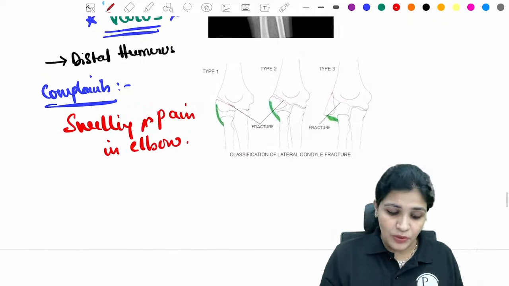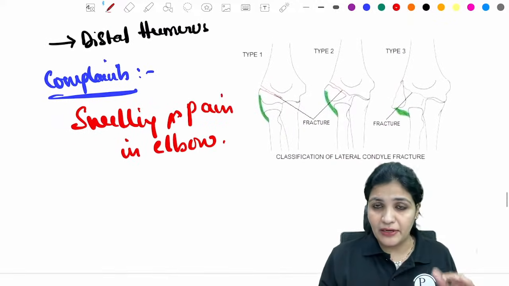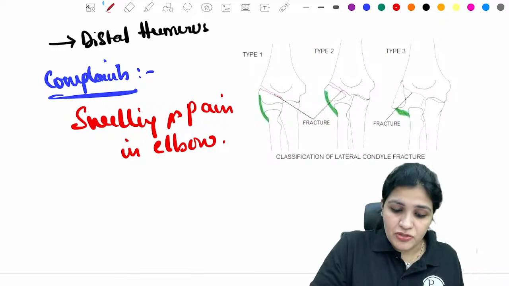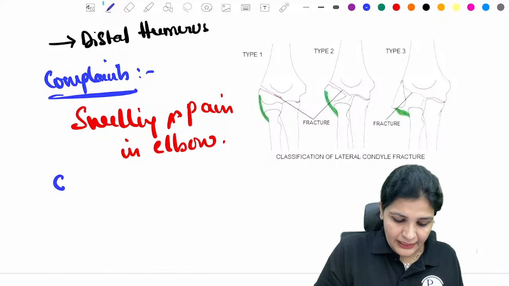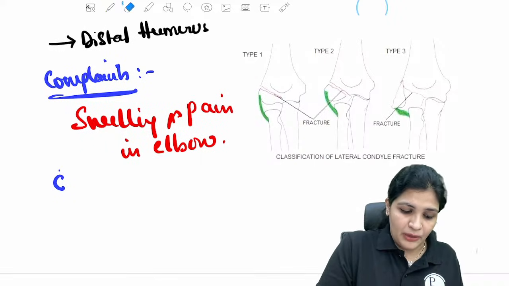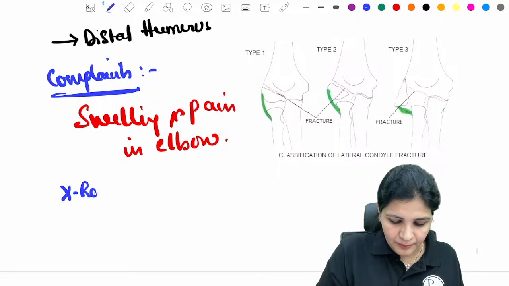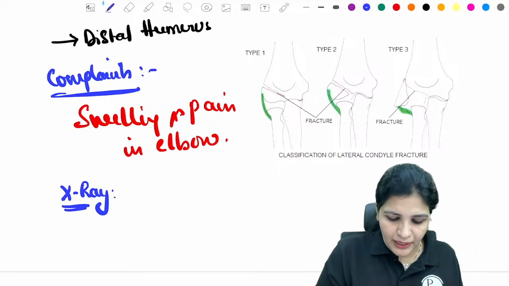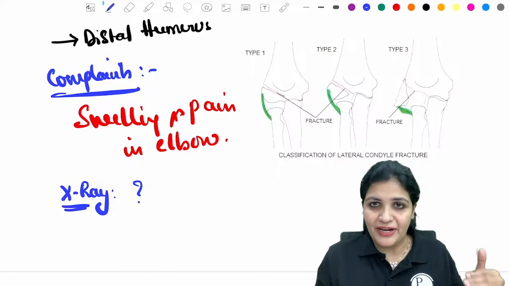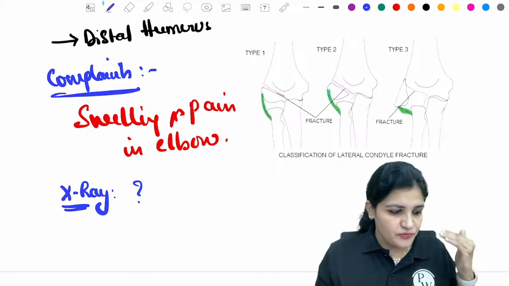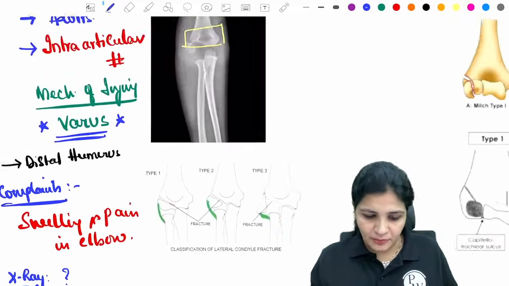And now what are we concerned about? It is a lateral condylar fracture, and you know that this is again an intra-articular fracture. You're mostly concerned about the X-ray to see what type of classification this belongs to. For that, you have to understand the pathoanatomy as I told you.